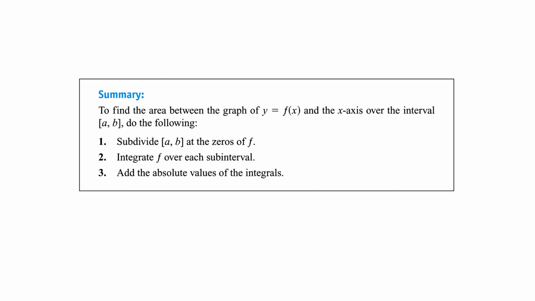So what is the summary of this procedure? First of all, we just have to find the zeros of f(x), the values where f(x) is equal to 0. Then find those zeros which lie inside the interval [a, b]. Subdivide the interval at the zeros of f(x). Then integrate f over each interval, add the absolute values of the integrals, and then we have the area.